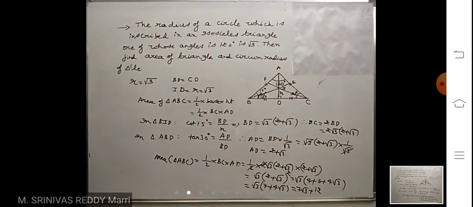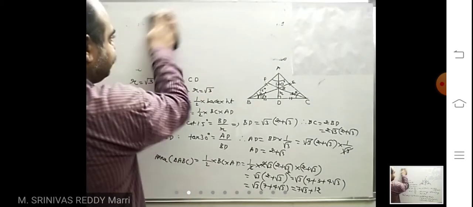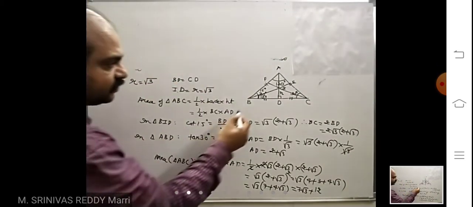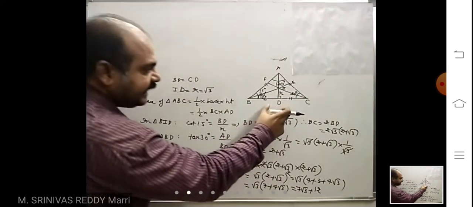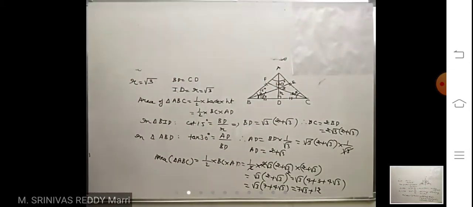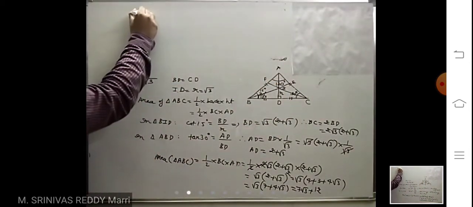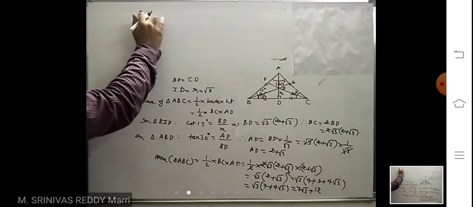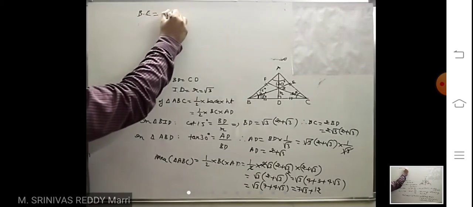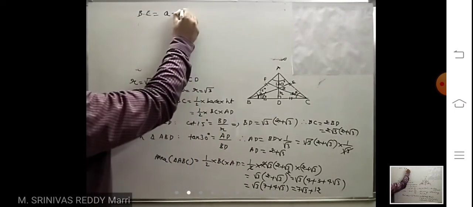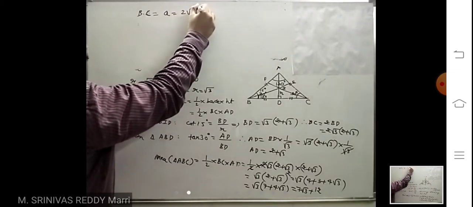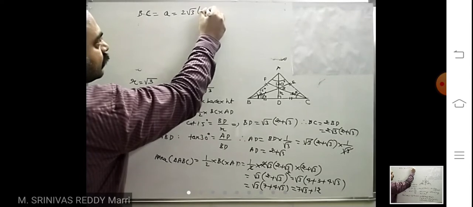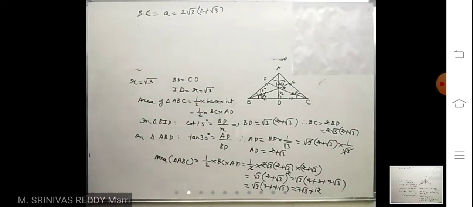Now circumradius I will calculate. Now BC length you know, and one opposite angle you know. One side length and opposite angle is known. Then apply sine rule. Now look at BC you know. BC is nothing but a. BC is what? 2 root 3 into 2 plus root 3. Now applying sine rule.